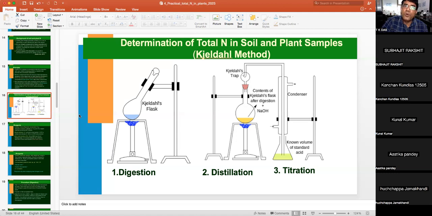Because there is no nitrate in the plant samples, there is no need to use salicylic acid and sodium thiosulfate. These two chemicals are used to reduce the nitrate, which is present in soil only. It is not present in plant sample. So we do not need salicylic acid and sodium thiosulfate in plant sample. Is it clear? Yes, sir. Clear, sir. Fine.